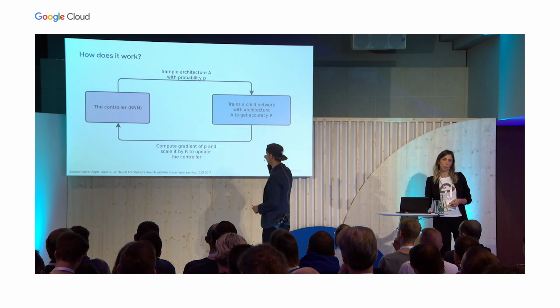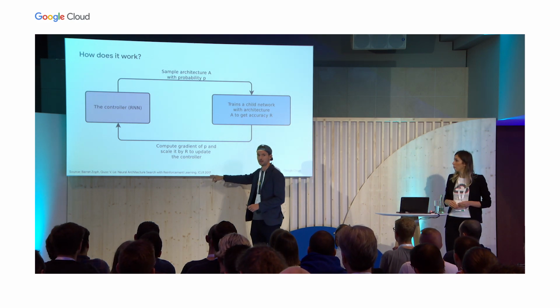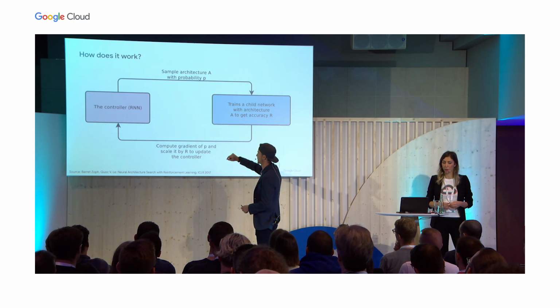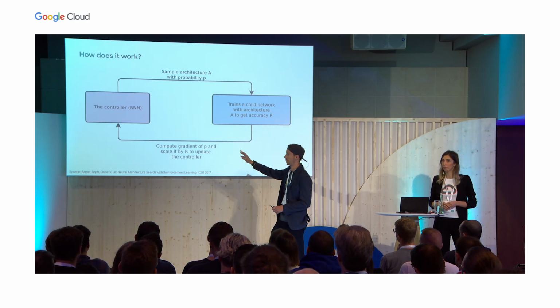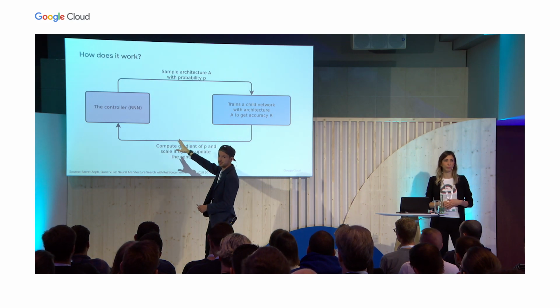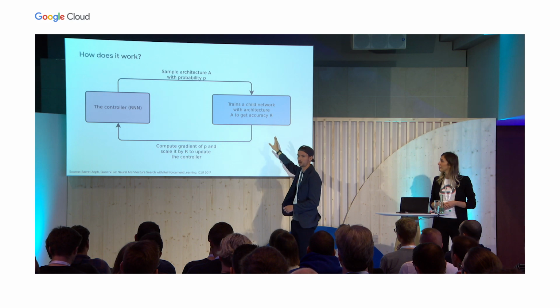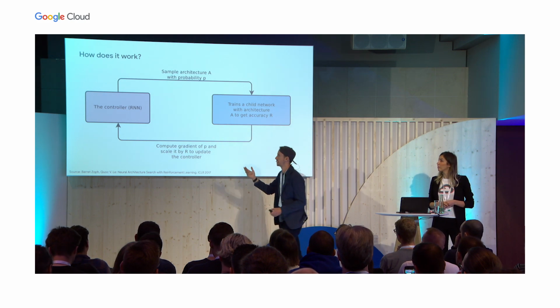The paper that Jelena mentioned is from 2017. You can look it up, it's free to access for everyone, and it has a really simple architecture. We use a recurrent neural network where a controller sits on the left side and a so-called child network on the right side. And the idea is pretty simple.